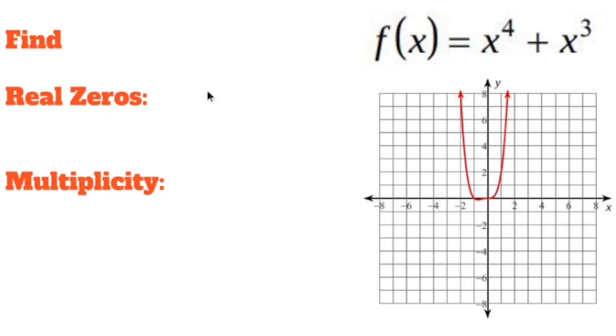Find the real zeros of f of x equals x to the fourth plus x to the third. All right, and then when we're done, we need to find the multiplicity of some of those. Okay, so we got a graph here, but the graph doesn't do it a whole lot of justice.